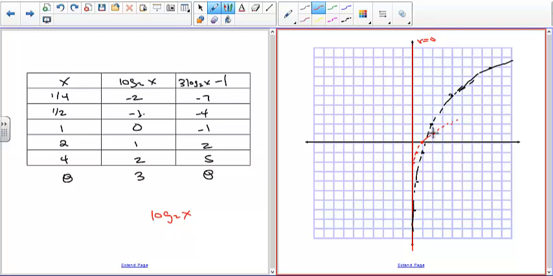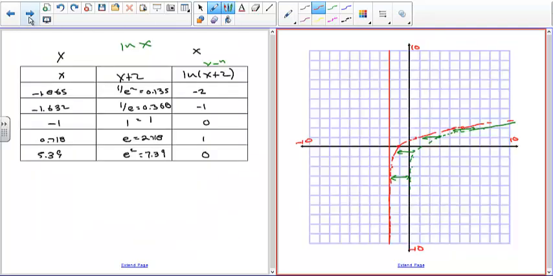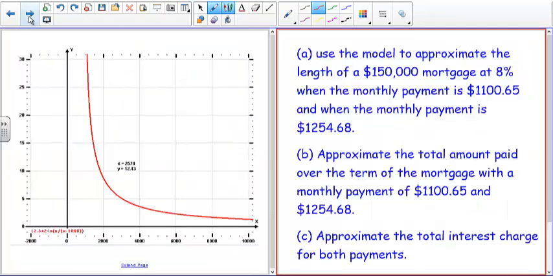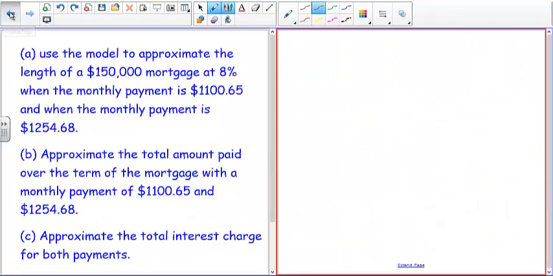So what's happened is it's stretched in the y direction by this 3, and it's shifted vertically down 1 unit. So you can see how this point is offset from that point by 1 unit. Okay, so those are sketching logarithmic functions. And let's see what else I got here.